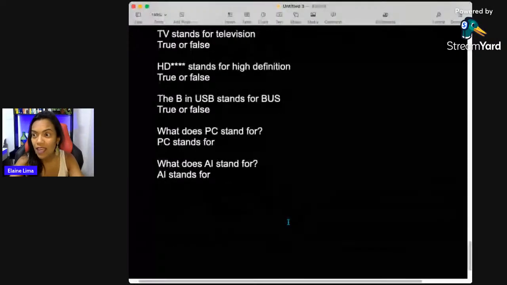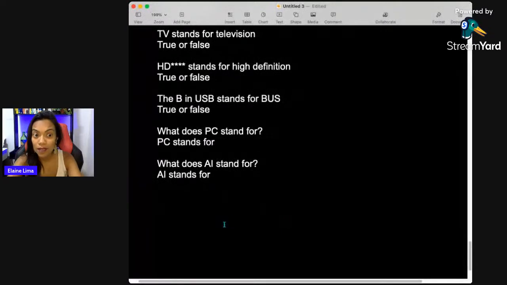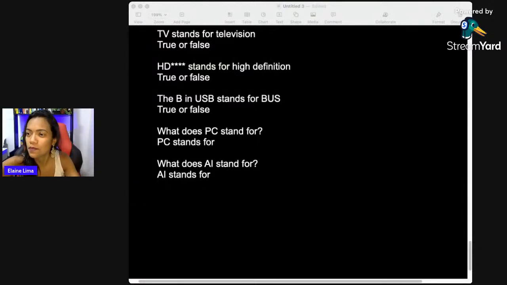Then we have another one here. The B in USB stands for bus. True or false? And then the last two ones. What does PC stand for? And what does AI stand for?